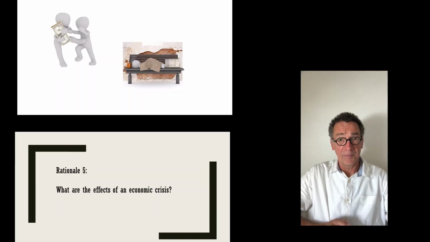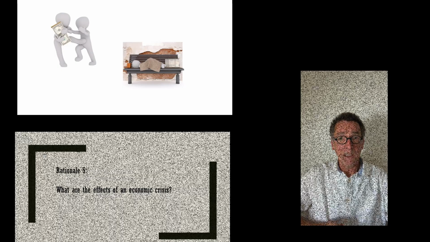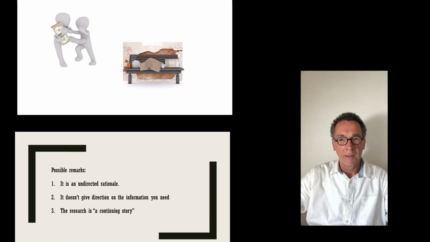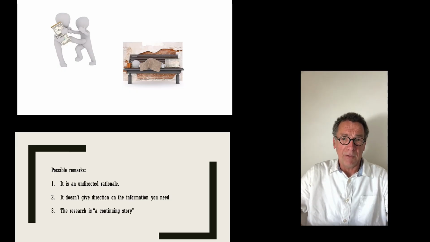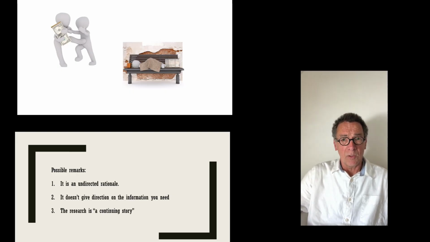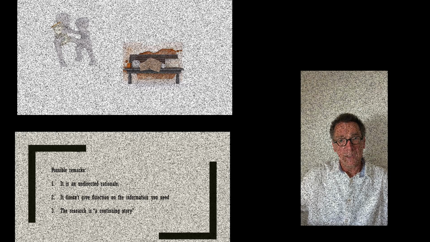Example number 5. What are the effects of an economic crisis? This rationale is a so-called undirected question. It doesn't give direction to the information you need. It doesn't make clear if you need information about the psychological consequences. Do you need information about the economical consequences? Do you need information about the social consequences? So it is a research without any end. You have to find all the consequences of an economic crisis. So this research is a continuing story.